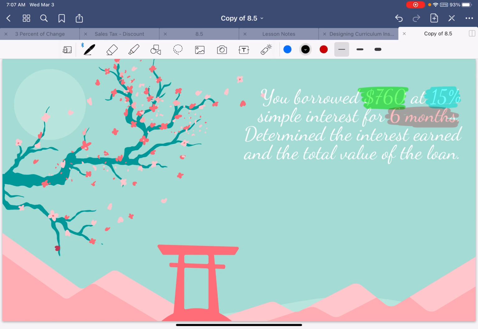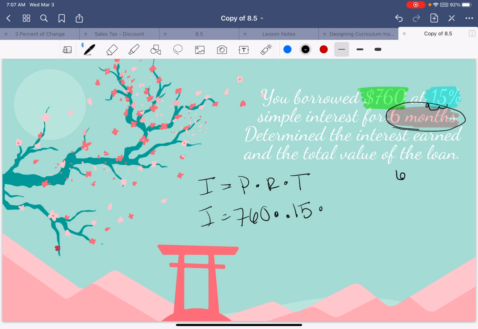So we're just going to plug this into our formula. Interest equals the principal times the rate times the time. So our principal is 760. Our rate, we move the decimal over 2, is 0.15 times the time. Now our time needs to be in years, okay? So we didn't pay for 6 months. So the way we can find out how much of a year that is, is we can just take the number of months and divide it by 12, okay? Divide it by how many months are in 1 year. And that's going to give us 0.5 or half. So we can then times by 0.5 or a half.